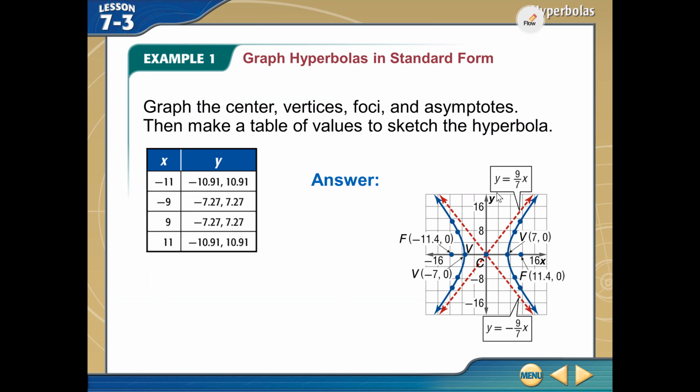As you see, we have two dashed red lines. They are the asymptotes, which are y equals 9 over 7x, with a positive slope, and the other line has a negative slope, negative 9 over 7. These are the two asymptotes. We have here V1 and V2, the two vertices. F1 and F2 are the two foci, and the C point. This is your answer.